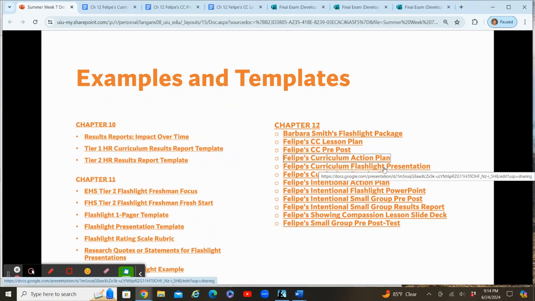So those are really, really important things that you need to make sure you're writing out. Again, you don't have to write them out for every single lesson that you do, but you need to focus on a few that you're going to do.